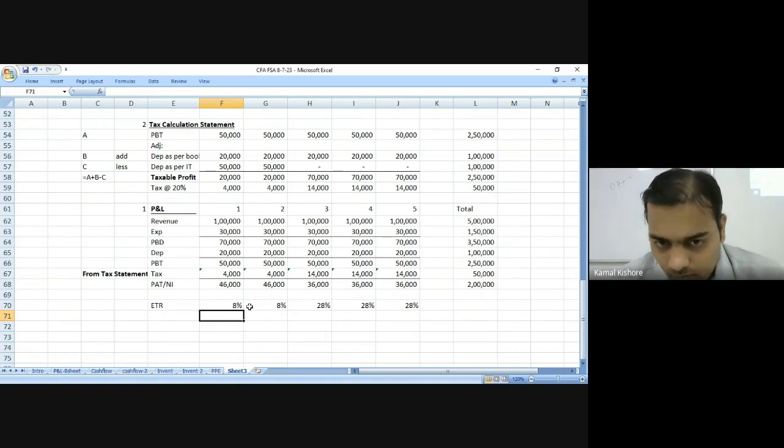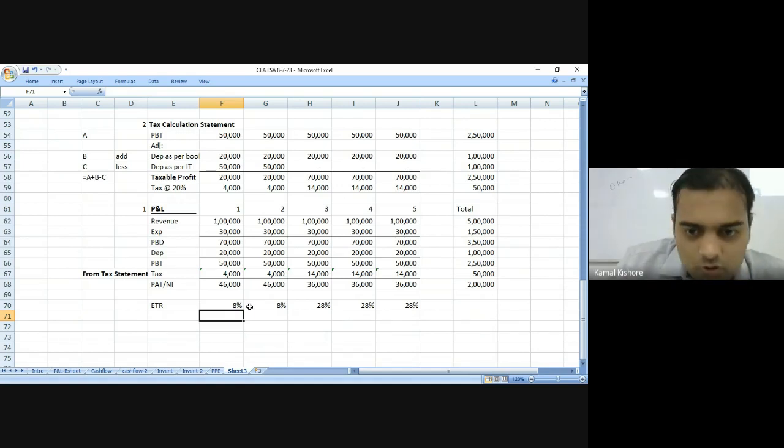Point two, in the subsequent years, you are paying more tax. In year 3, year 4, year 5, what is the statutory rate? 20%. But what is your effective tax rate? 28%. It looks as if you have paid more tax. So in the first 2 years, it looks as if you have performed well compared to the next 3 years. But is this because of your business performance or because of the government regulation? It is because of the government regulation. But it shows as if my performance is better in the first 2 years and not so good in the subsequent 3 years.